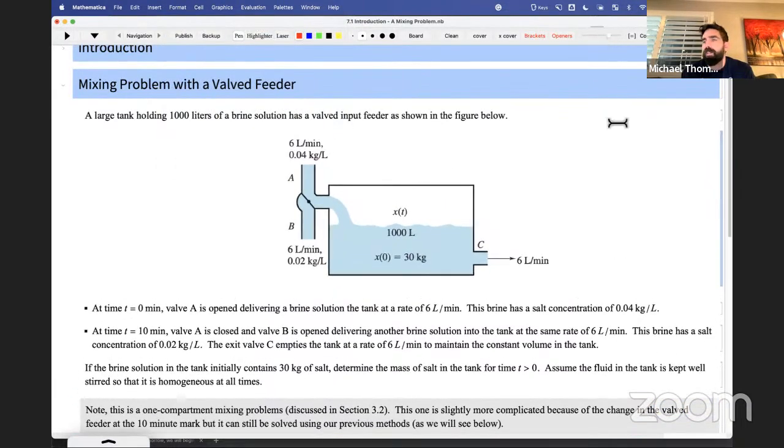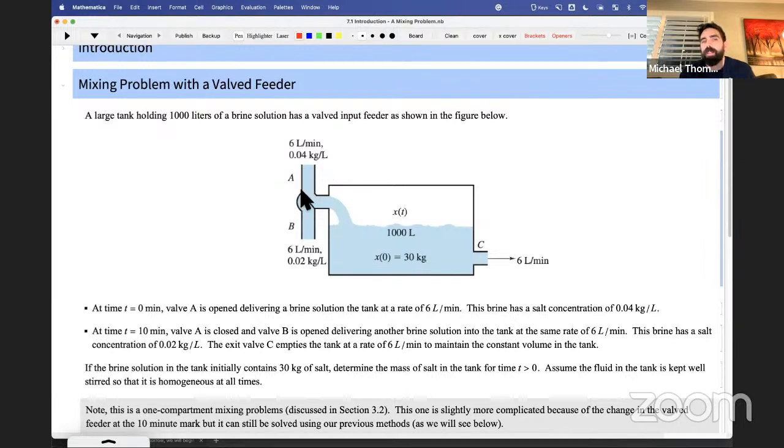Let's first get a sense of what's going on. This is a one compartment mixing problem. First of all, there's 1,000 liters of brine solution in the tank. There's 6 liters per minute getting pumped in as long as valve A is open. Right now, valve A is open, valve B is closed. The salt content in that mixture getting pumped in is 0.04 kilograms per liter. So you'd want to multiply those two to get the flow rate of the salt going in.